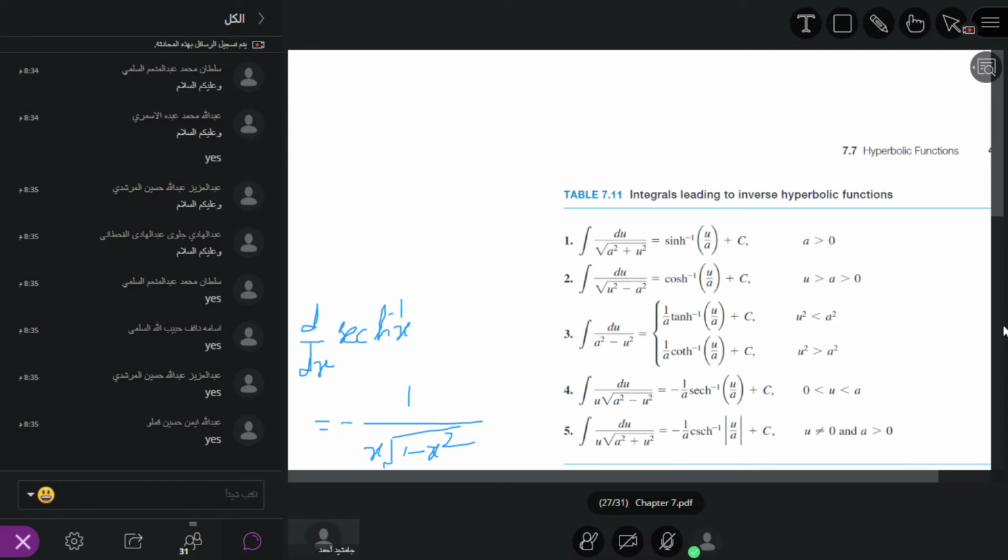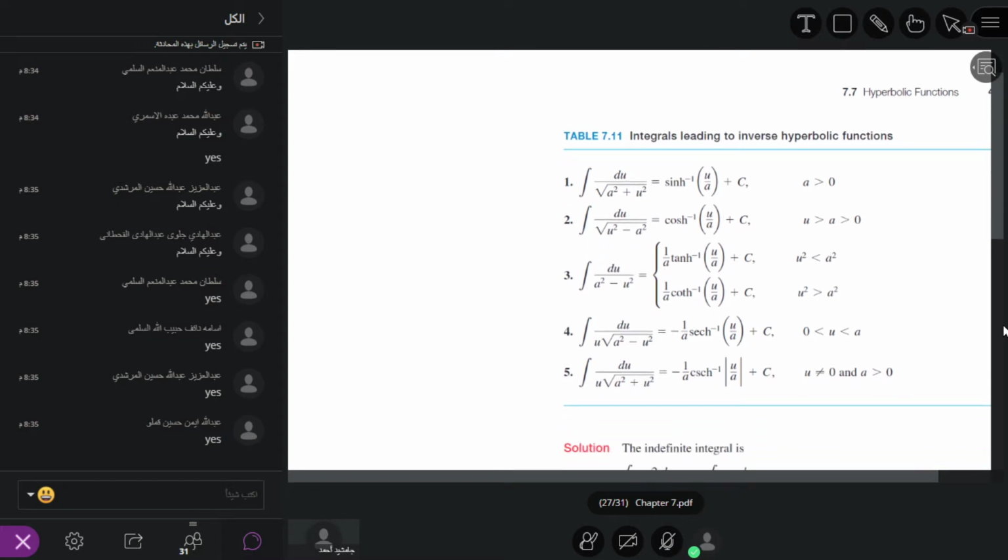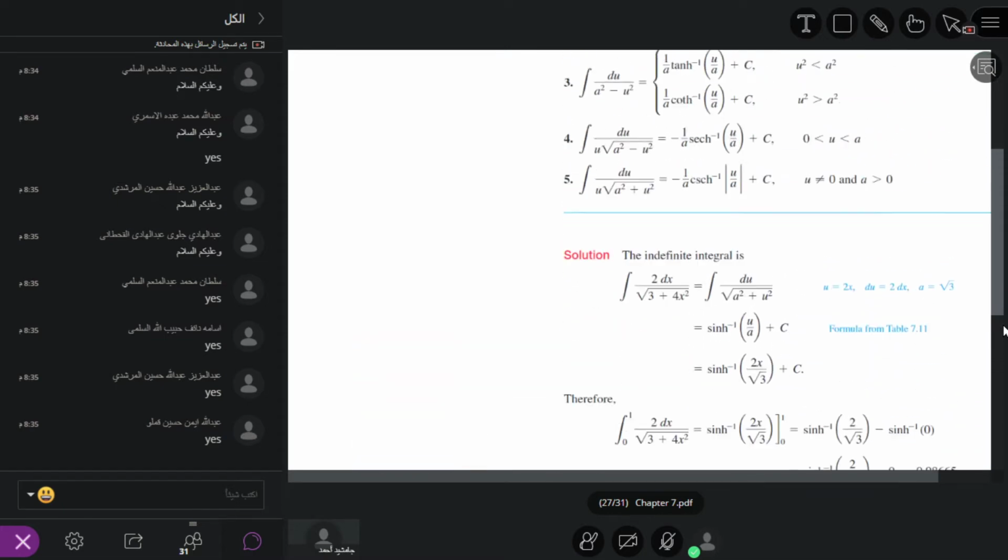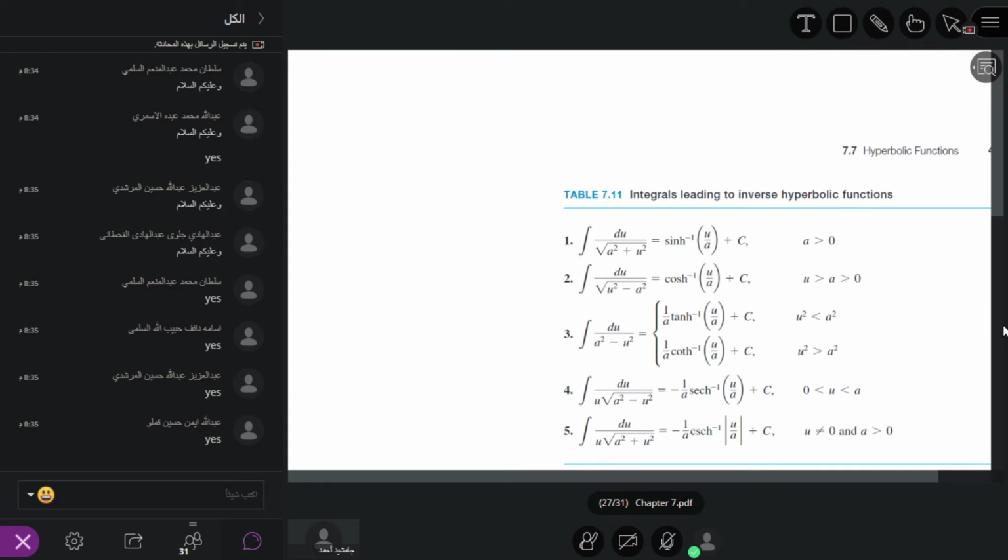And similarly, in the last class we discussed the derivative of cosec hyperbolic inverse x. Here I write on the left side: d over dx of cosec hyperbolic inverse x.